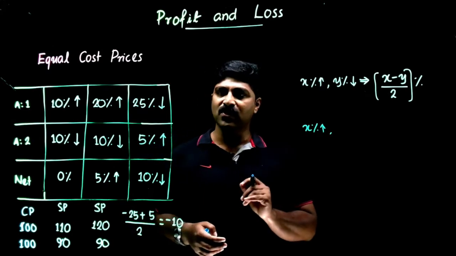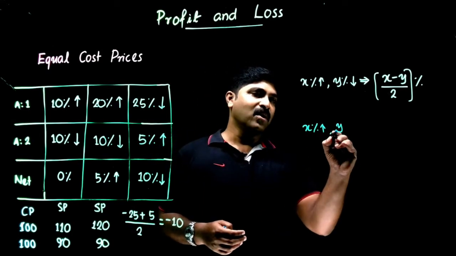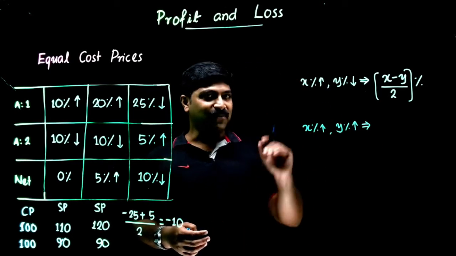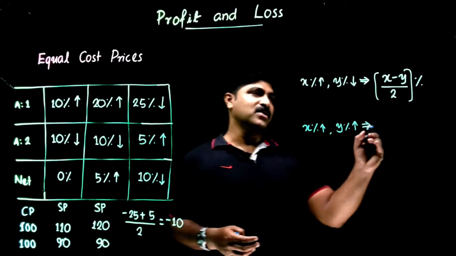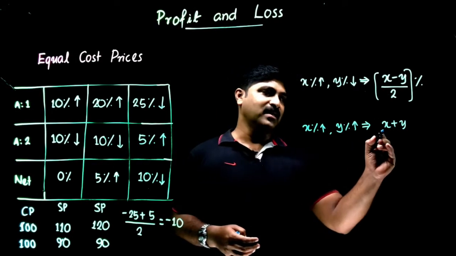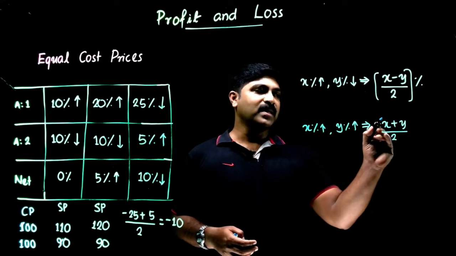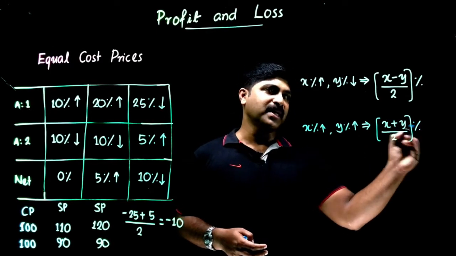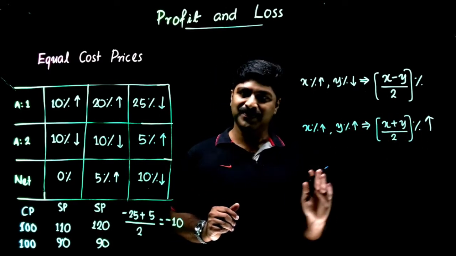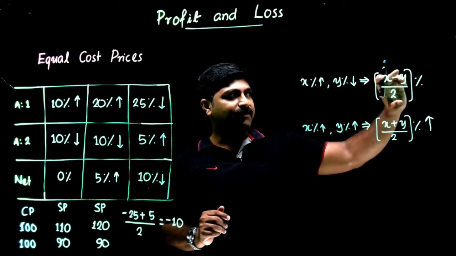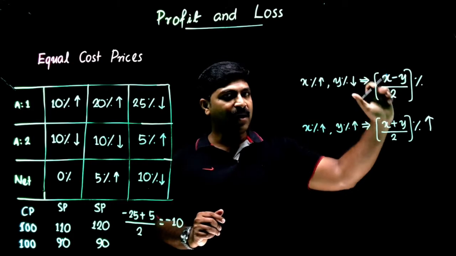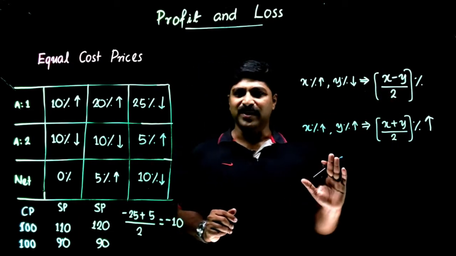Suppose we consider both are increases. The first article sold at X% increase or profit, and the second article again sold at Y% profit. Both are profits. So what can we conclude here? We can add both the values together. So this is X plus Y by 2%. Here we know that definitely it's a profit. Don't forget, in the earlier case it depends upon the sign of the output. It may be either profit or loss. Here definitely it's a profit.